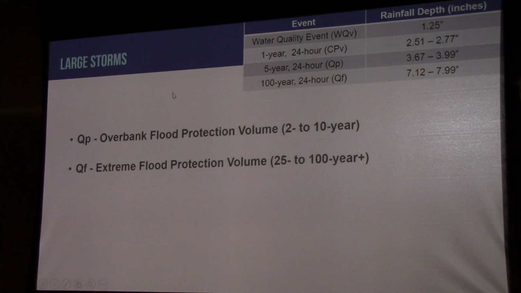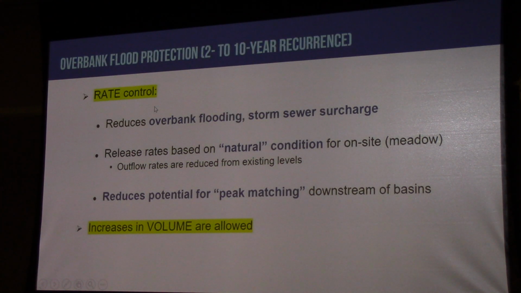There are really 2 levels in ISWIM for the large storm management. One of them is called the overbank flood protection, and one is called the extreme flood protection. And the overbank flood protection is named because it's supposed to do just that. It's supposed to reduce the amount of overbank flooding we see in our urban streams. And it's also targeted towards preventing our storm sewer systems from being overwhelmed, from surcharging.